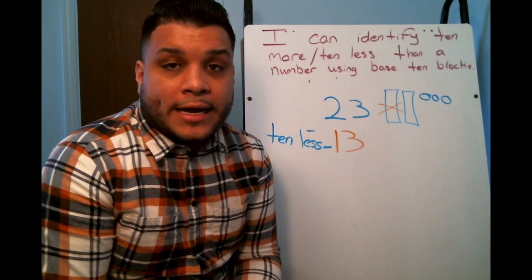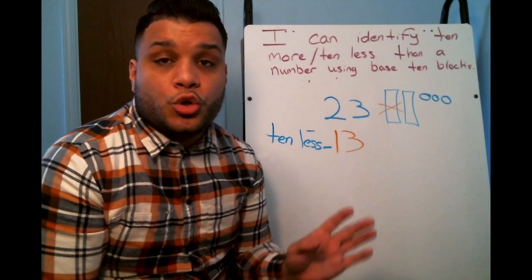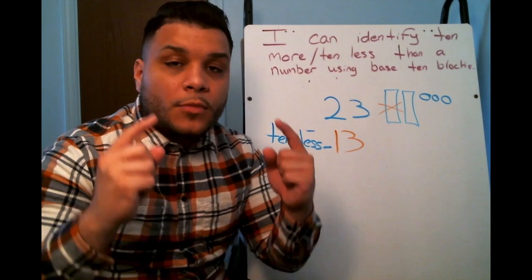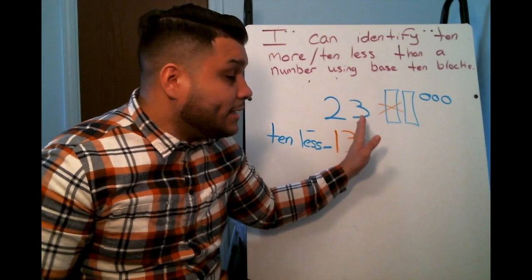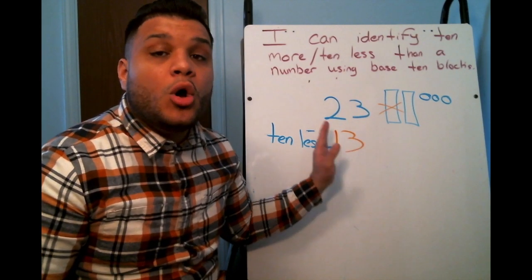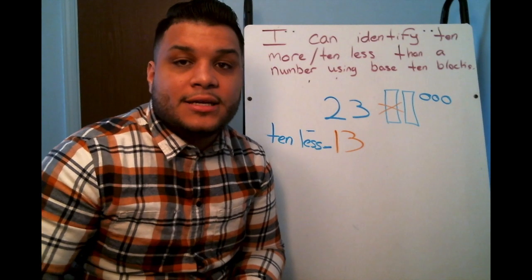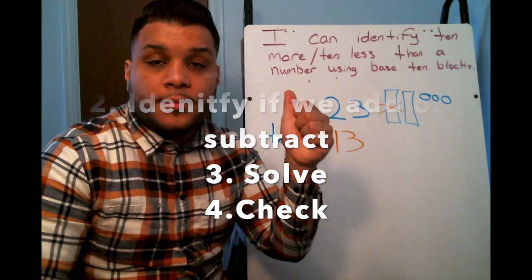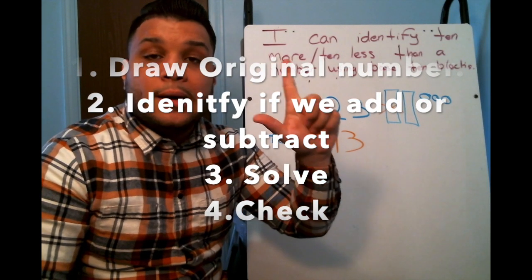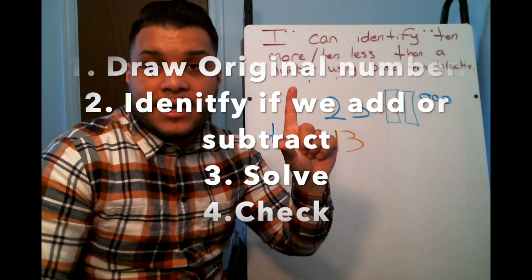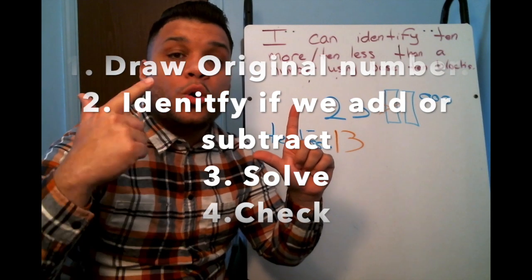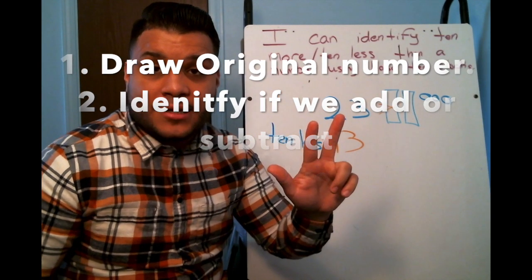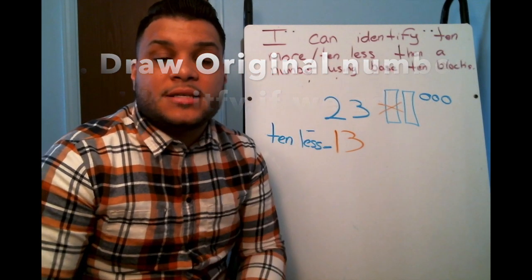Today, when you guys go back to do your work, you are going to use this concept. Make sure you are using your base 10 blocks. Remember the rule. Our ones place stays the same. Only our tens place changes. Our steps, number 1, draw the picture of the original number. Number 2, identify if you are going to add or subtract a base 10 block. Our third step is to answer it, and our fourth step is to check your work.